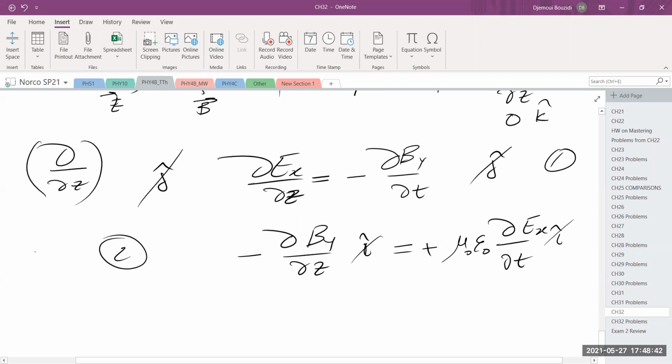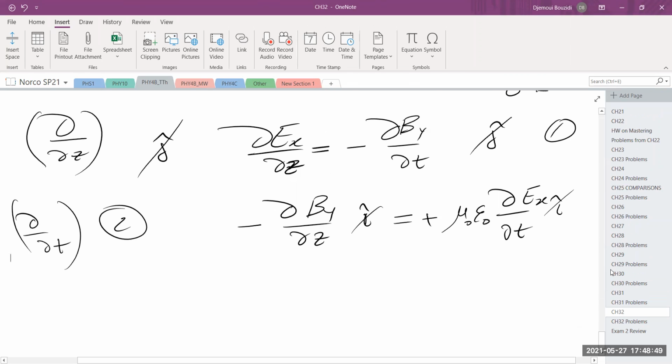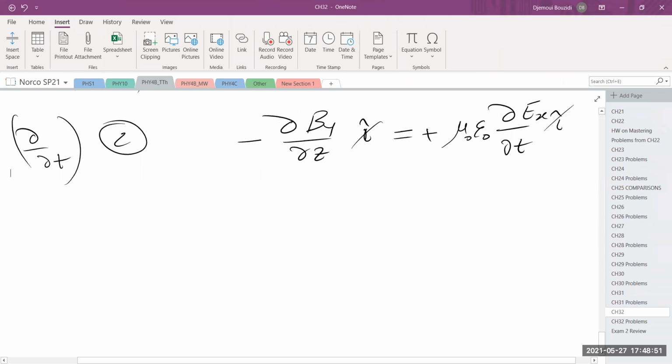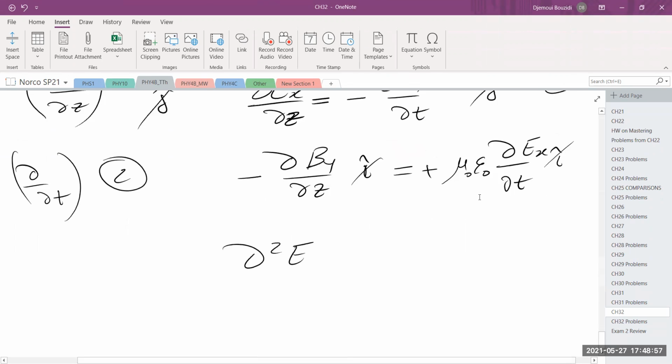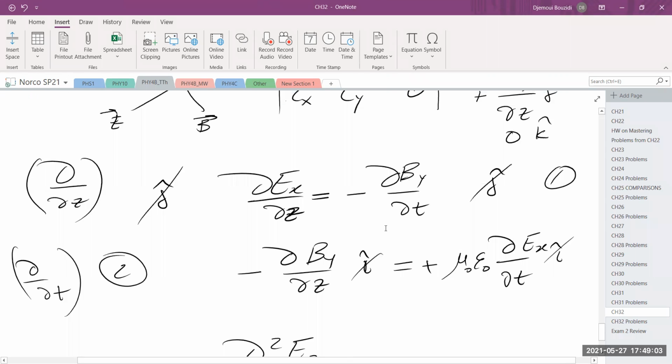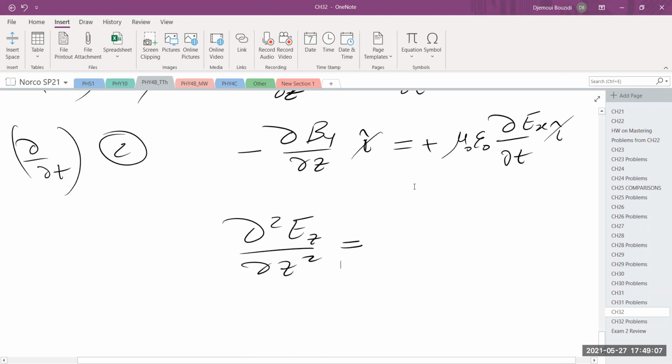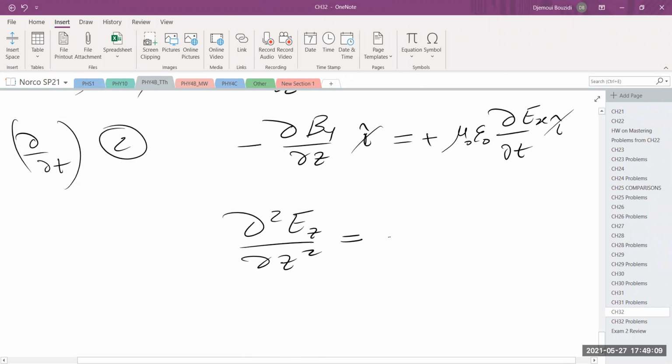And take equation 2 and take its derivative with respect to t. When I take the derivative of z in here, it's going to be the second derivative of Ex with respect to z. So it's going to be the derivative of the derivative, which is the second derivative of Ex with respect to z, is equal to, on one side, negative, I have the derivative with respect to z of the derivative with respect to t. So it's going to be a mixed derivative, actually, of the two components.